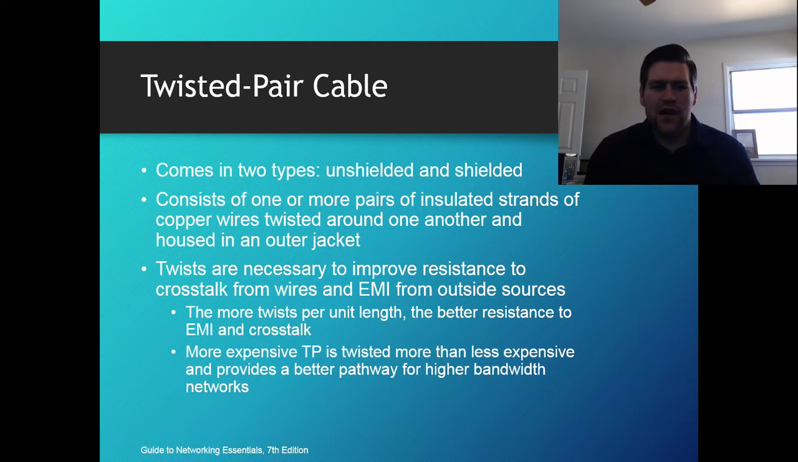There's an open standards document available online. I can't remember what it's under. It's an RFC. Can't remember what the exact name of that document is off the top of my head. But more twists per amount of length of cable means better resistance to EMI and crosstalk.